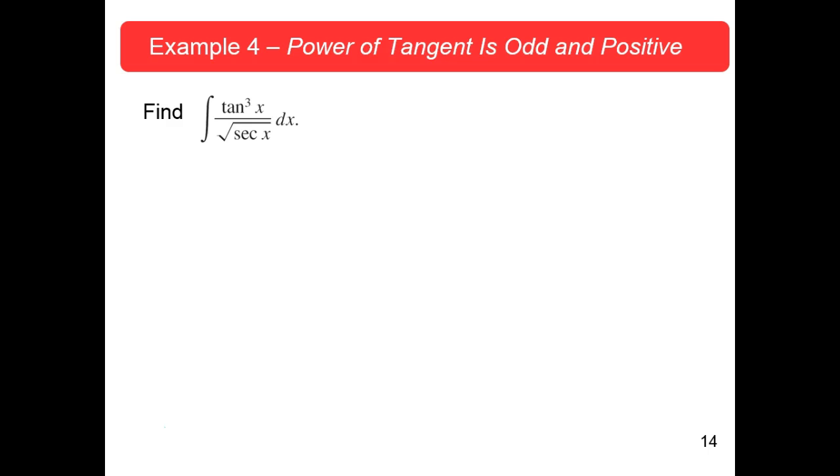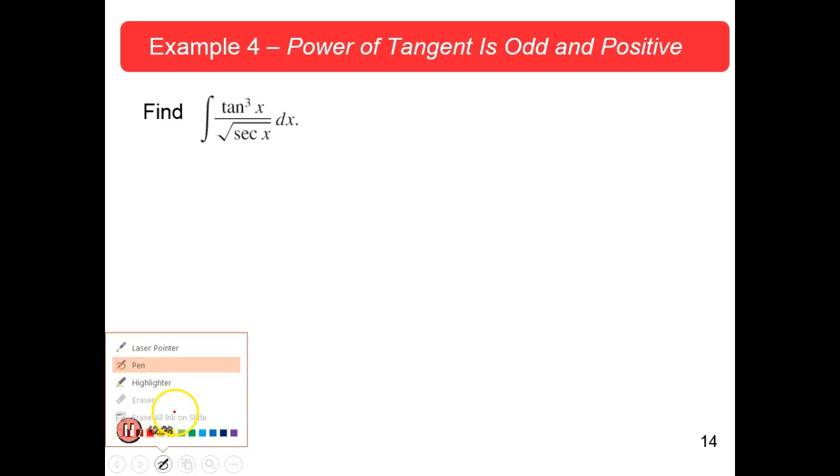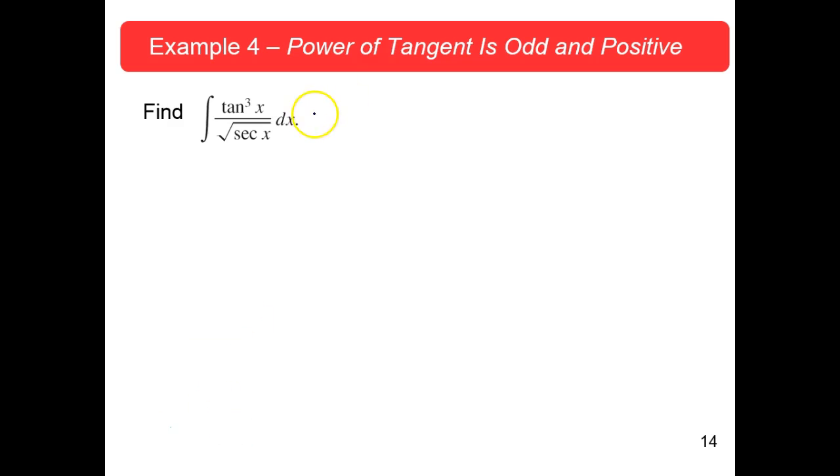All right. How would you approach that problem right there? Say that again? A little louder. Yeah, there's a radical on the bottom. We don't like that, do we? What can we do with it? Rewrite it, please. Yeah, rewrite it. Whoa, let me get my pen set up. Okay, how would you rewrite it?